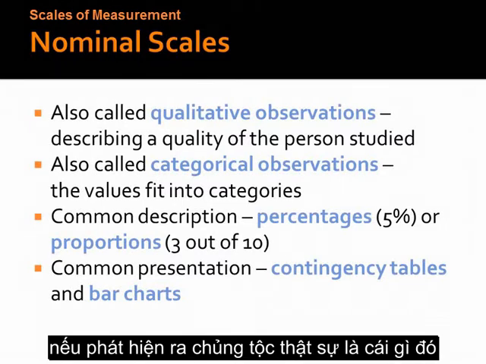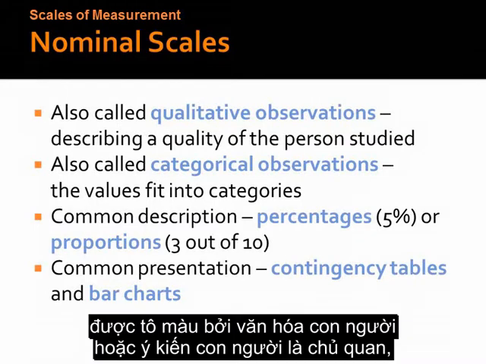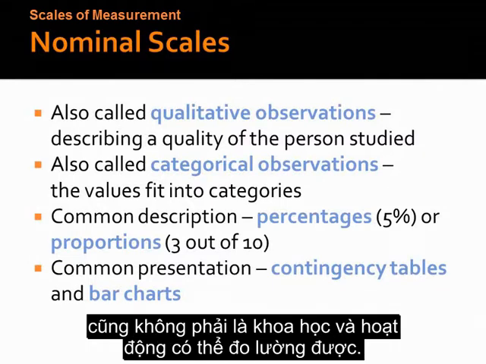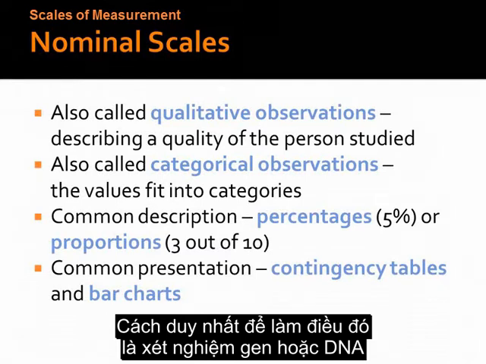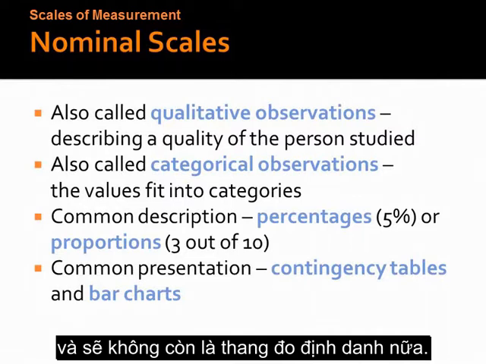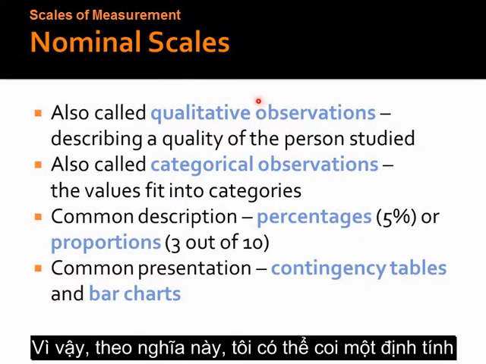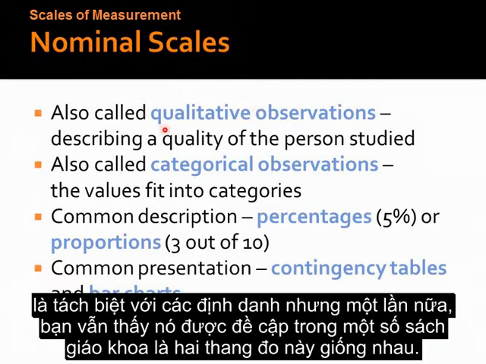From there, we've discovered that race is actually something that is colored by human culture or human opinion. It's subjective. It's not something that is objective. It's not something that is purely scientifically measurable. The only way to do that would be some kind of gene testing or some DNA thing, and that wouldn't be a nominal scale anymore. So in this sense, you can think of qualitative as separate from nominal scales, but again, you might still see it mentioned in some textbooks where these two are considered to be the same thing.